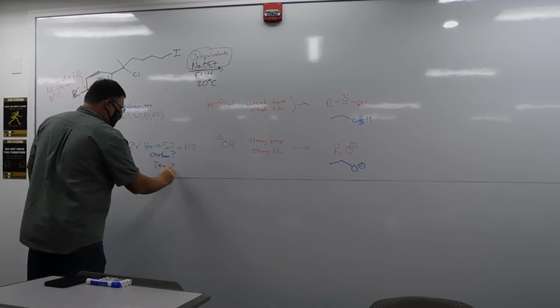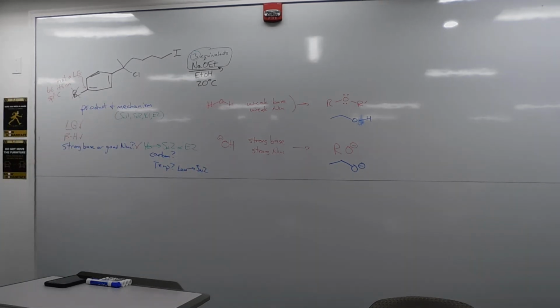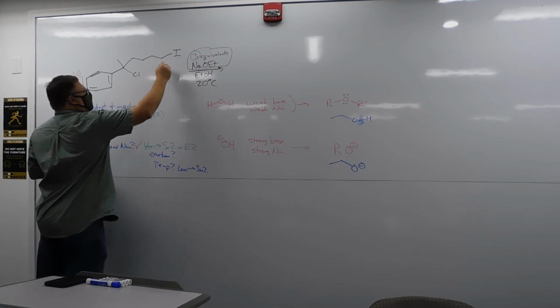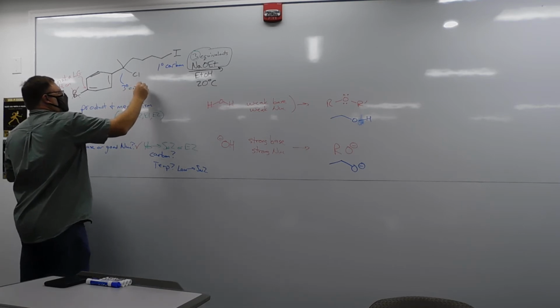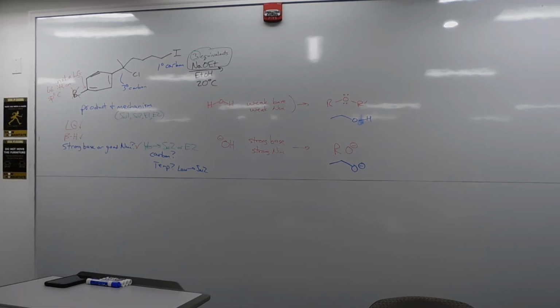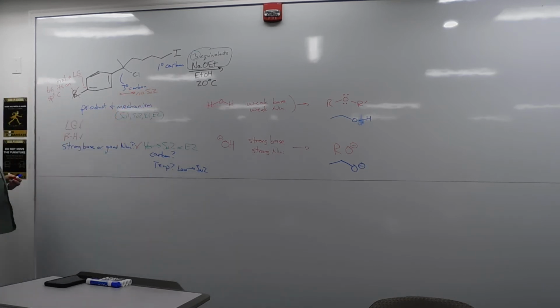Temperature is low, and this would suggest SN2. The iodide's on a primary carbon, the chloride's on a tertiary carbon. All right, so tertiary carbon can't do SN2. So we have SN2 or E2. The temperature suggests SN2 is more likely, but the tertiary chloride can't do SN2.